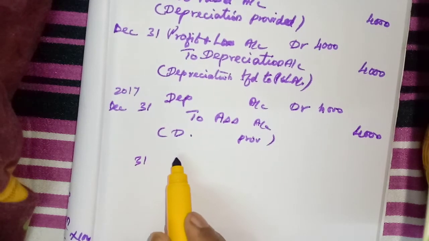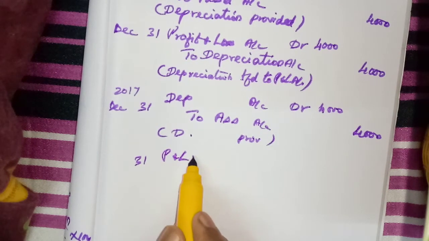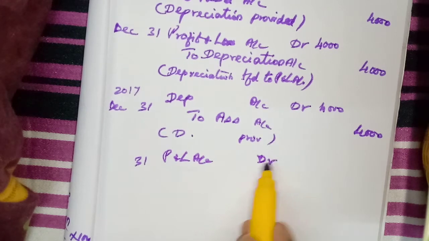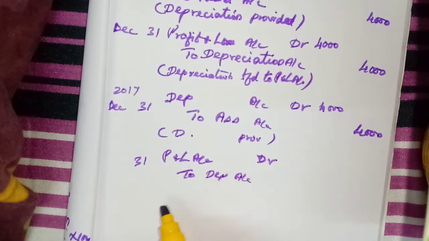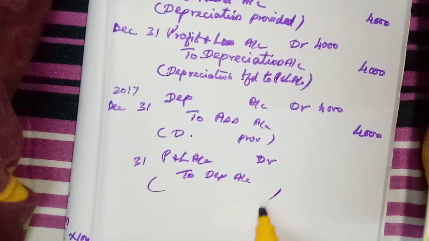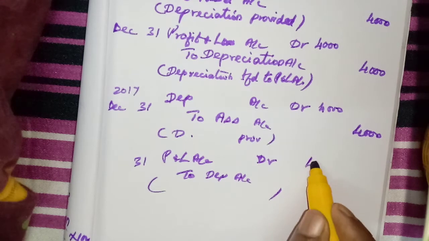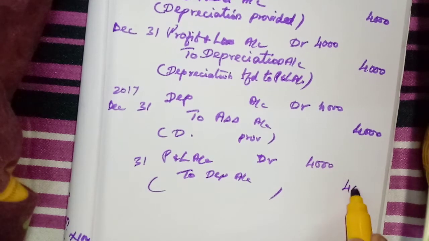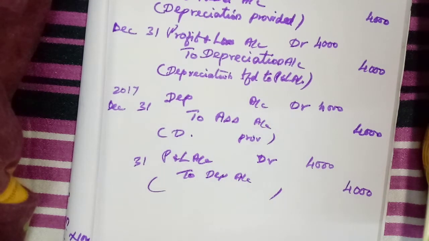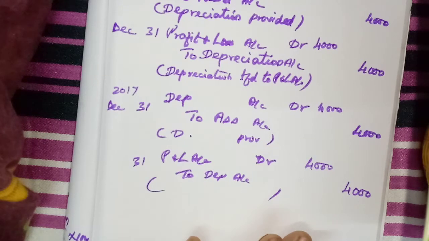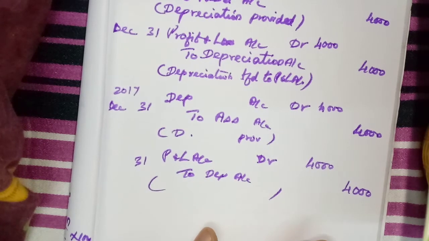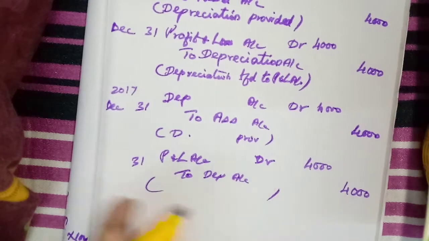The same date. Profit and loss account debtor to depreciation account, depreciation transferred to profit and loss account, amount 4,000. So those are the journal entries for 2 years, first year and second year. This matches this problem. Then the next problem I will read out.